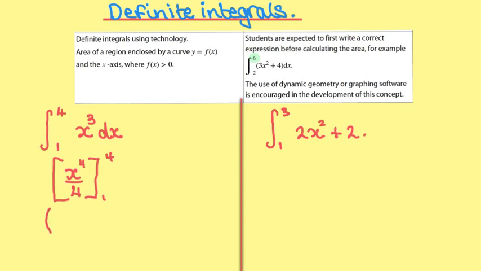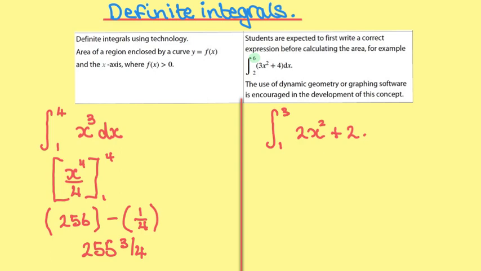Now I substitute 4 into there. So 4 to the power of 4 is 256, minus, I substitute 1 in, so 1 over 4. So if I'd had 256 plus c, subtract 1/4 plus c, the c's would have cancelled. So 256 minus 1/4 is 255 and 3/4.